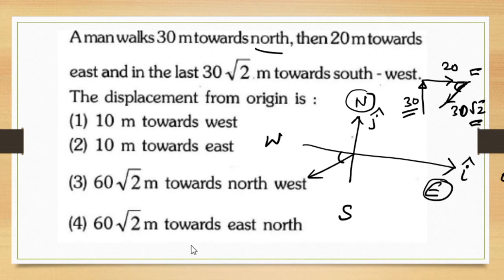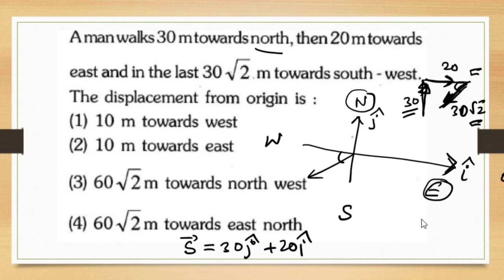So total displacement is nothing but we can say 30 j cap. Why? Because it is going along north direction and north direction is taken as j. Then 20 i cap because it is going along east and east is taken as i. But we have to break this vector into components, okay, 30 root 2.